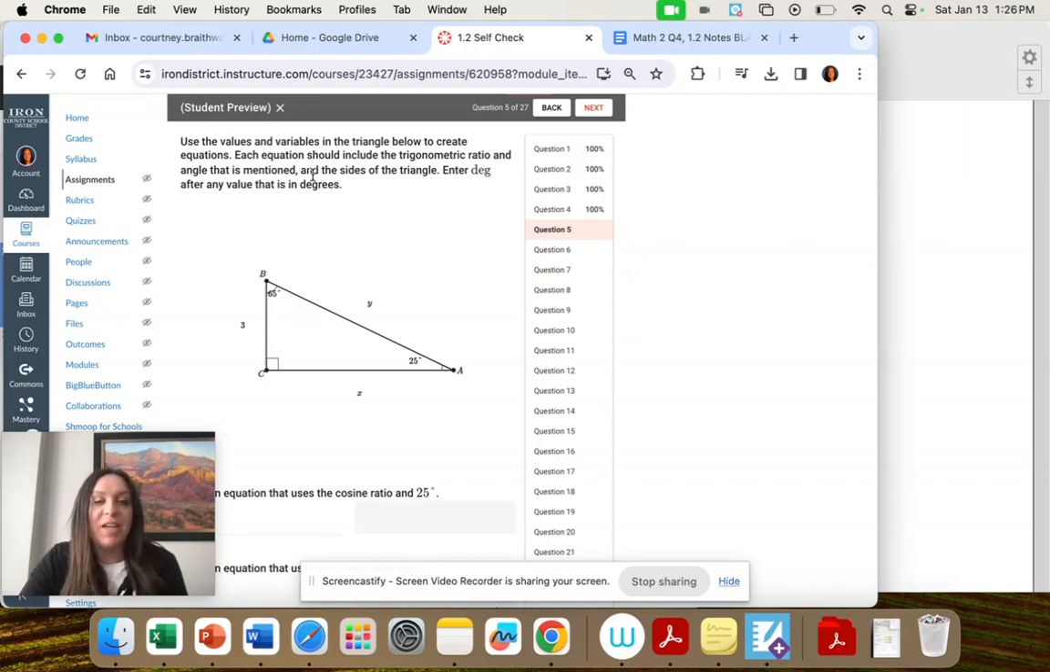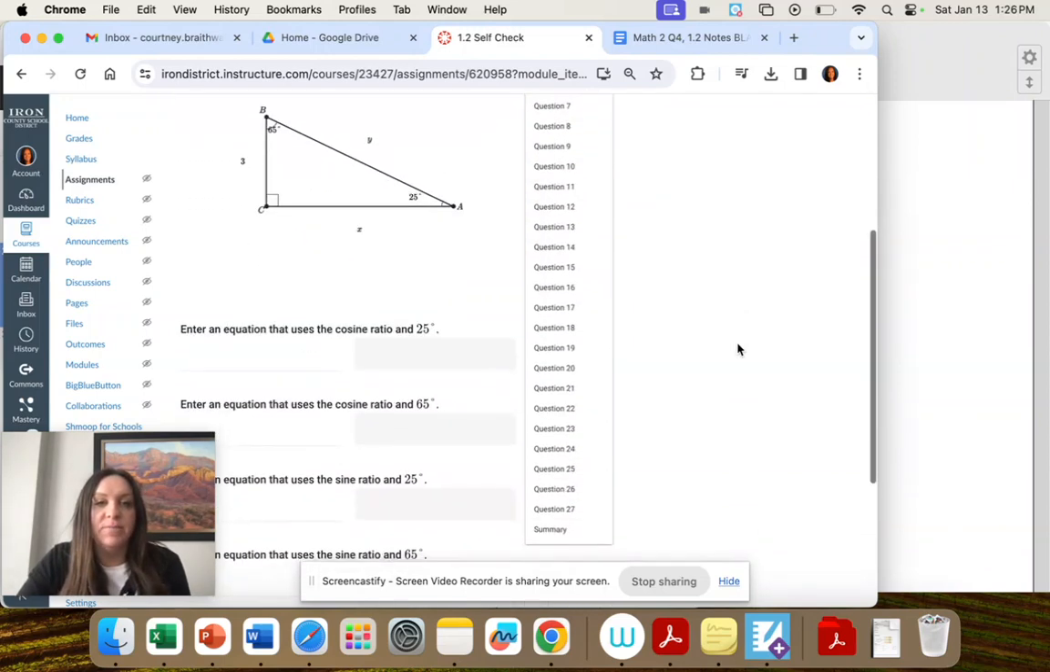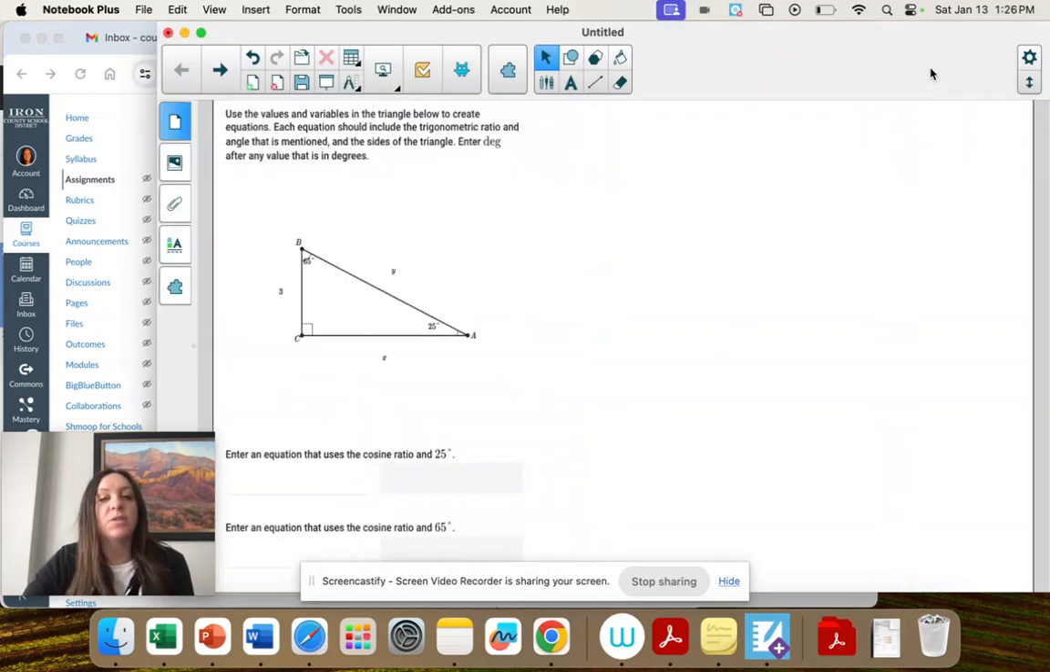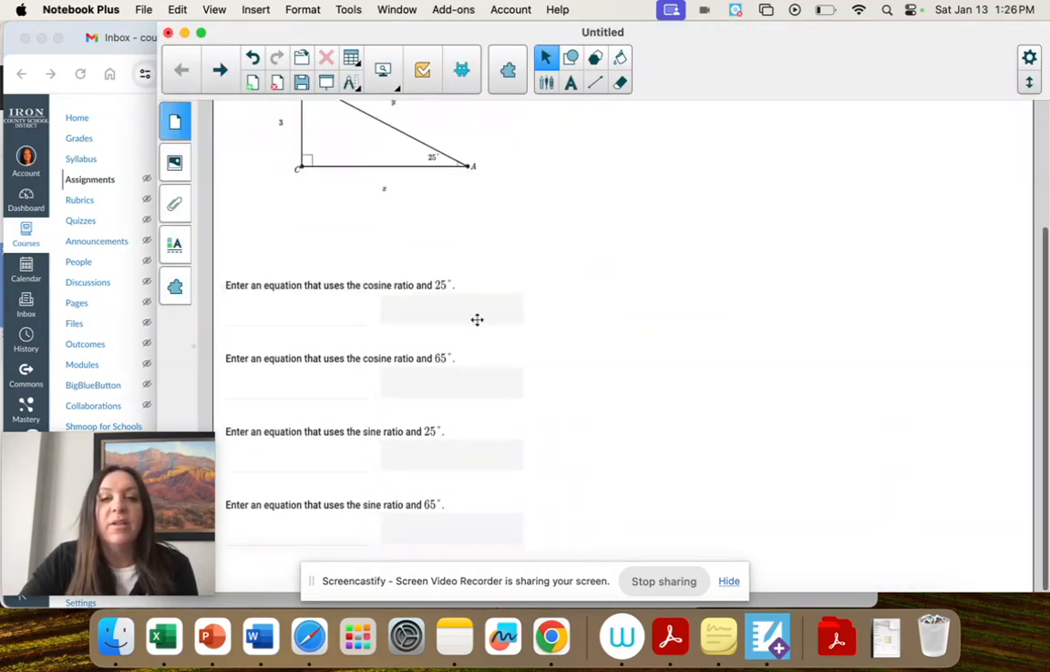Question 5, use the values and variables in the triangle below to create equations. Each equation should include the trig ratio and the angle that is mentioned and the sides. And then we're going to enter degree when we need it. So we want the cosine ratio for both reference angles and then the sine ratio for both.